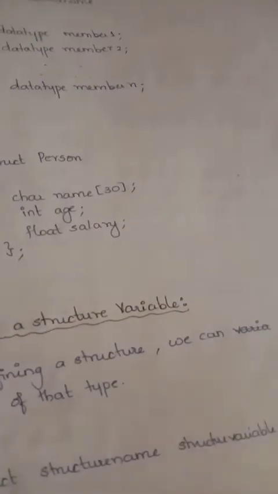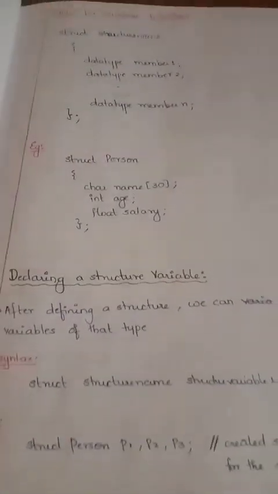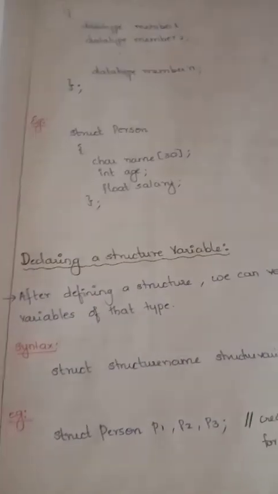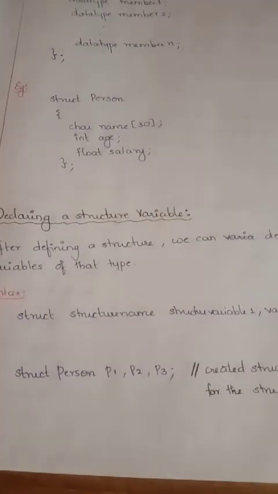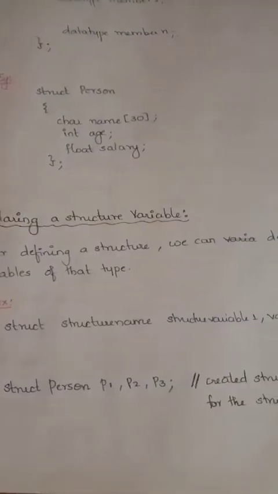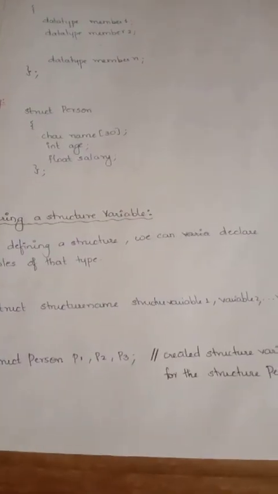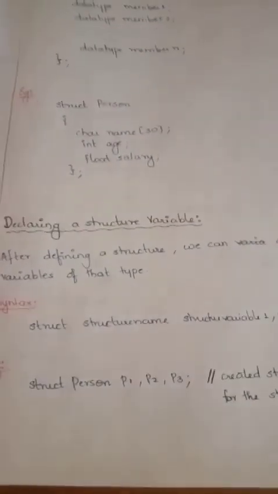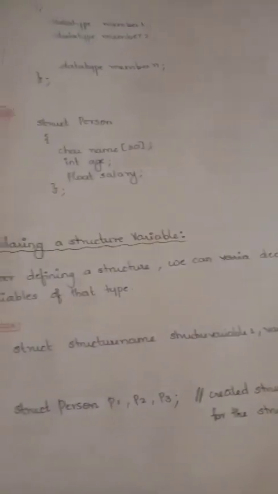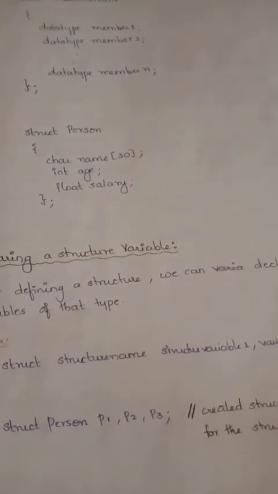After defining a structure, if you want to access its elements, you surely require a structure variable. To declare a structure variable, you specify the struct keyword, then your structure name, then the structure variables, as many as you have to create, then a semicolon. Hope you've understood what a structure is, how you can define a structure, and how you can define a structure variable.